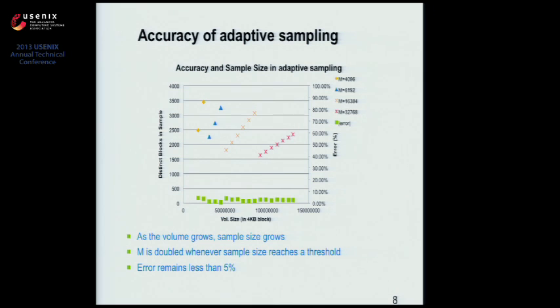But the important thing to note here is that the number of things in the sample is always between about 1,500 and 3,500, and the error remains below 5%. The size of the sample necessary to achieve a 5% error, or to achieve any given error, is independent of the volume size. That's a nice property.